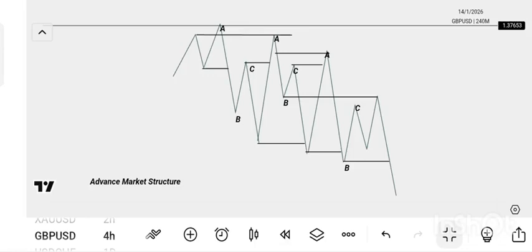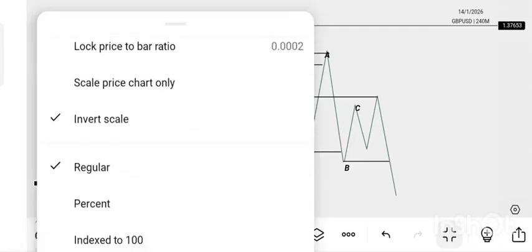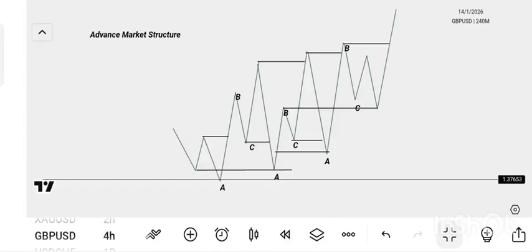Alright, so let me switch this back again for an uptrend also. So this is just how price moves in a graphical form. We're going to look at a chart example real quick.